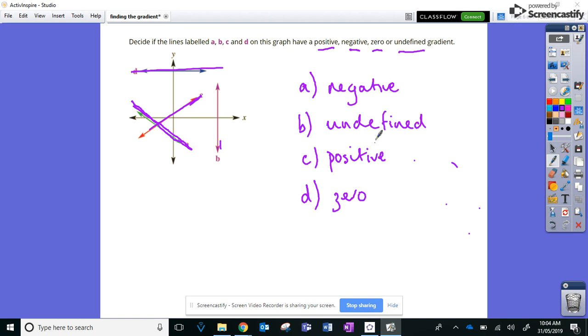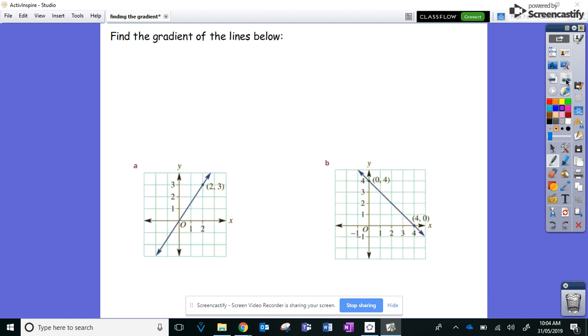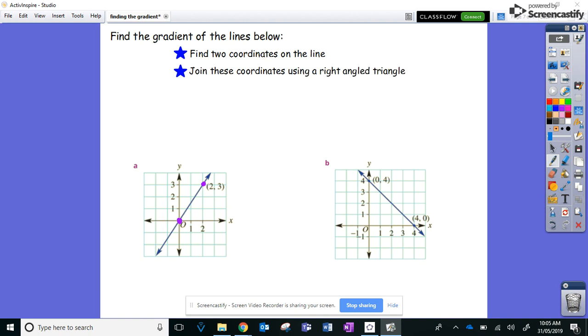Okay, so once we've got that worked out, we know which is positive, which is negative. We then need to assign an actual numeric value to our gradient. So let's have a look at some examples here. If you're asked to find the gradient for any line, there's a few steps you need to follow. And if you follow these steps, you're going to be right. First thing is you find 2 coordinates on the line that you know your graph goes through. So let's have a look at this one. I know it goes through the origin, and I know it goes through this point 2, 3. The next thing I do is join these coordinates using a right angled triangle. Okay, so let's go there, drop that one down until it meets this line.